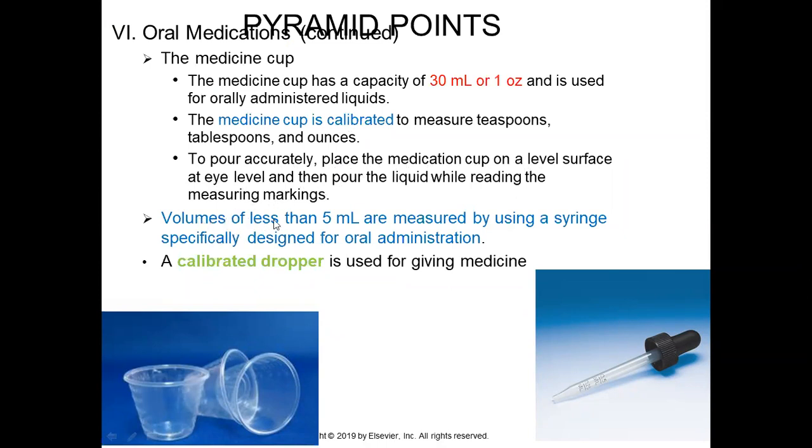Volumes of less than 5 ml are measured using a syringe specially designed for oral administration. A calibrated dropper is used for giving medicine. This is the calibrated dropper.